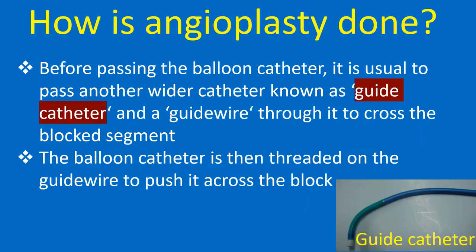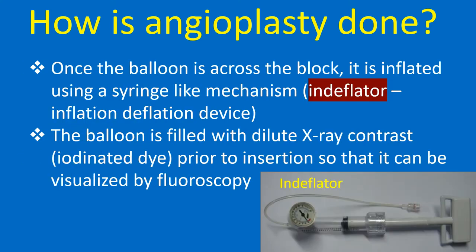Before passing the balloon catheter, it is usual to pass another wider catheter, known as a guide catheter, and a guide wire through it to cross the blocked segment. The balloon catheter is then threaded on the wire to push it across the block. Once the balloon is across the block, it is inflated using a syringe-like mechanism, an inflator, an inflation-deflation device.